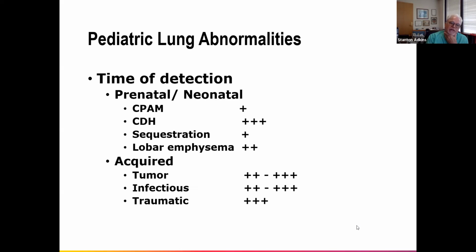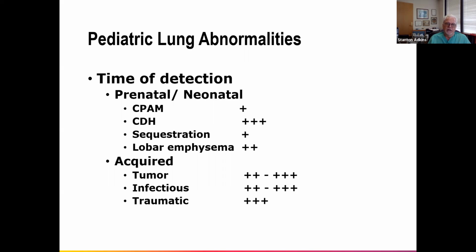Pediatric lung abnormalities, so we can group them in the two main categories, the things that we find at birth or before, and those that are acquired.